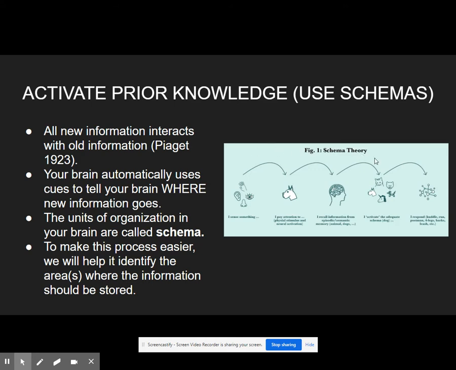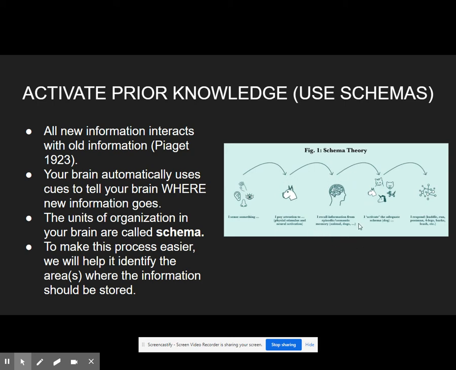You can see figure 1, the schema theory. The first thing is I sense something. The second is I pay attention to it. Whenever we're doing multiple things, and this is not to say that you can't multitask, but all of the research shows that if we're trying to commit something to memory and we're not attentive to it, it will not actually be encoded or placed into our memory. So today we're going to take special care to use our senses. In this case, we're going to be using our eyes and our ears, and then we're going to be attentive.